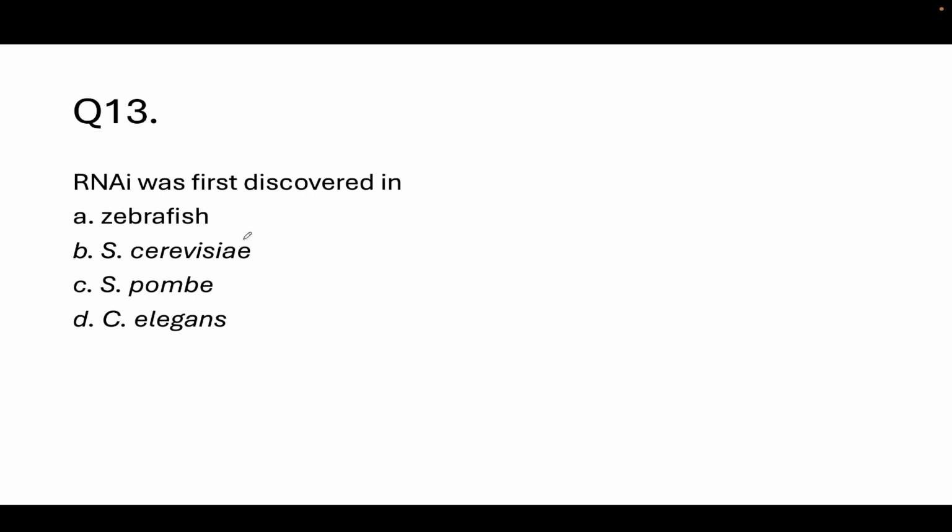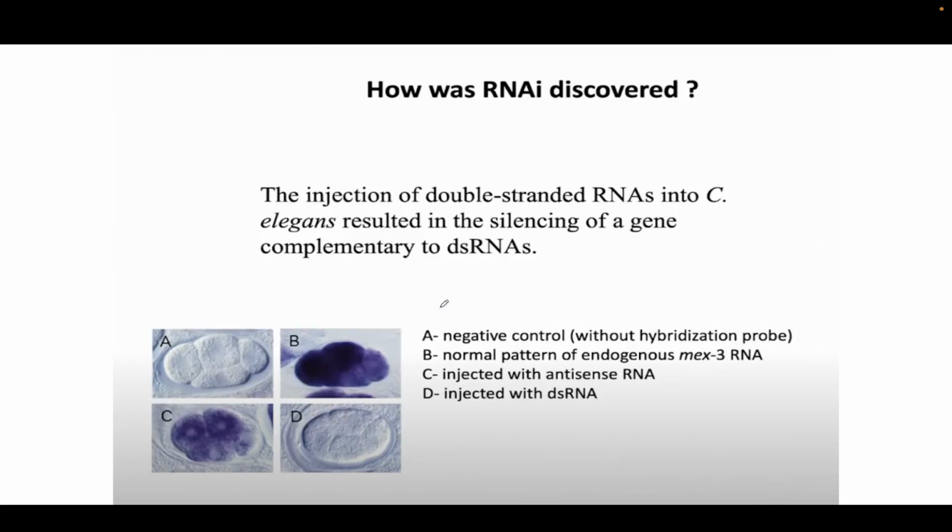Okay, let's discuss. So this RNA interference was first discovered in C. elegans. Okay, you answered it correct. So how was this discovered? By the injection of a double-stranded RNA into C. elegans, which resulted in the silencing of a gene complementary to the double-stranded RNA.